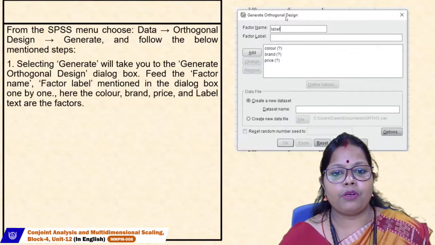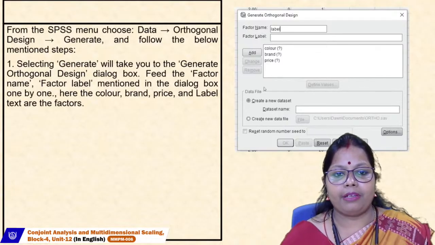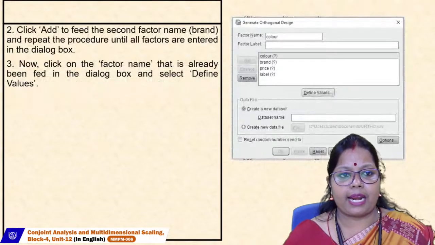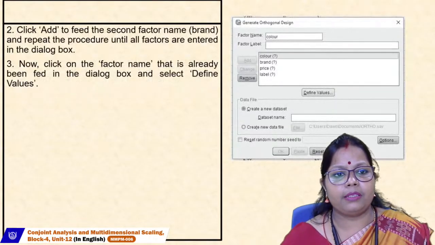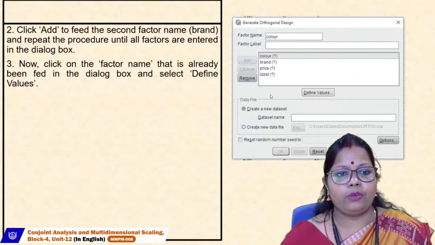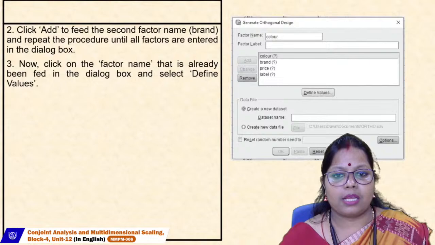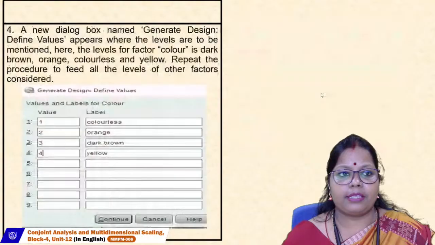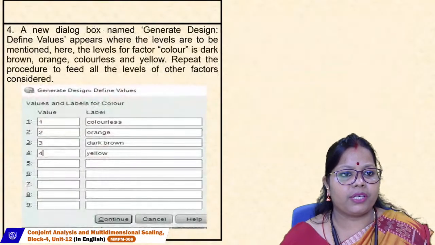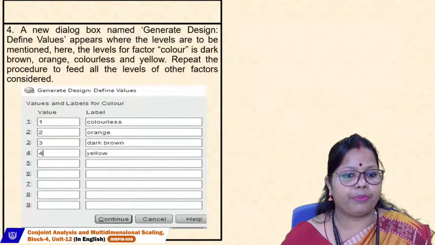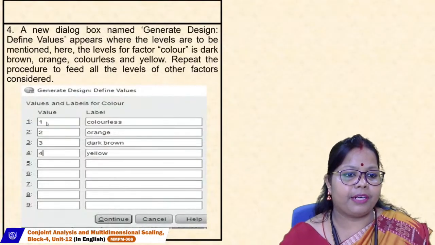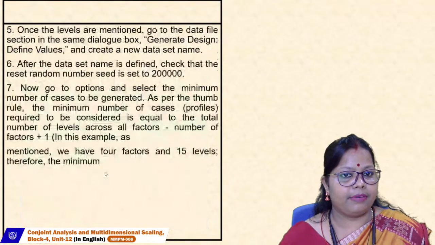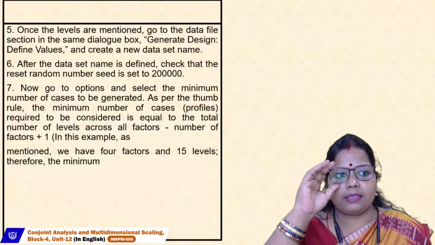In the orthogonal design box, fill in the factor name and factor label by adding them to the screen. By clicking add, we will add them. Now we click the factor name, and we are ready to fill in the dialog box and select define values. After that, a new dialog box will come up to generate the levels that we mentioned. As you can see here, different values are given for the different levels.